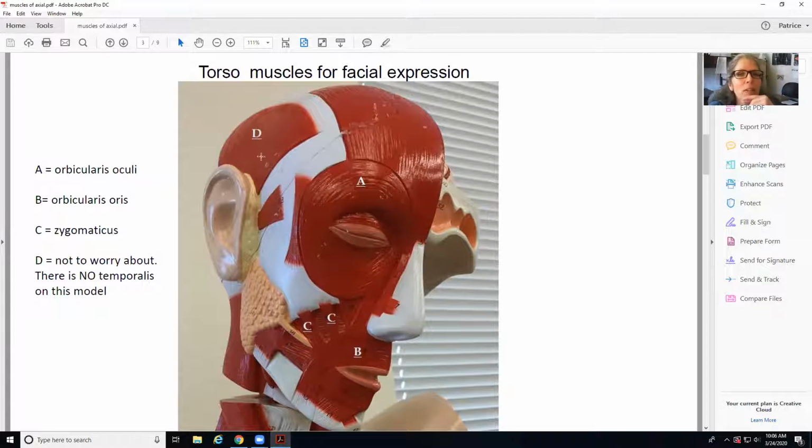So I say, please do not ignore the D. There isn't a temporalis. This is actually a muscle that moves the ear, but we don't have to know that one. A here is already got the blinking or the closed eye. So this orbicularis oculi is shown on this half of the torso. B is the oris, and then C's are the major and minor zygomaticus.